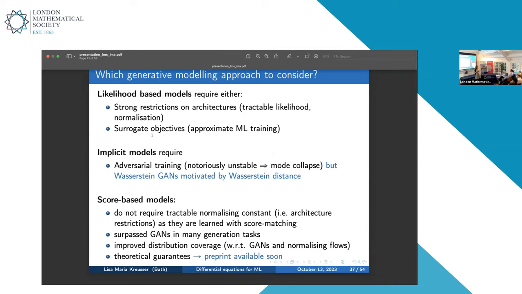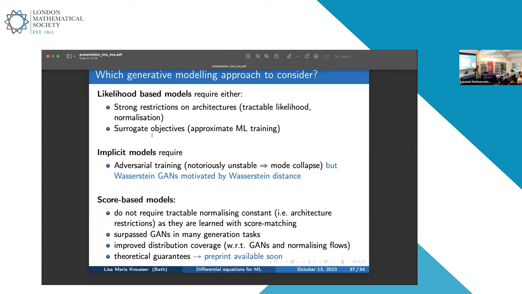So the main disadvantage of those likelihood-based models is that they strongly rely on the underlying architectures. And in particular, since we want to learn densities, they need to satisfy certain assumptions that every density satisfies, like the integral of the density needs to be equal to one, so this requires some normalizations, or we want positivity of the solution, and things like this can make it quite difficult to train such a model.